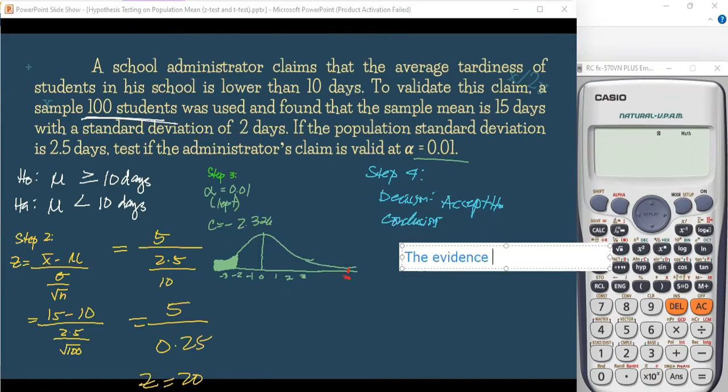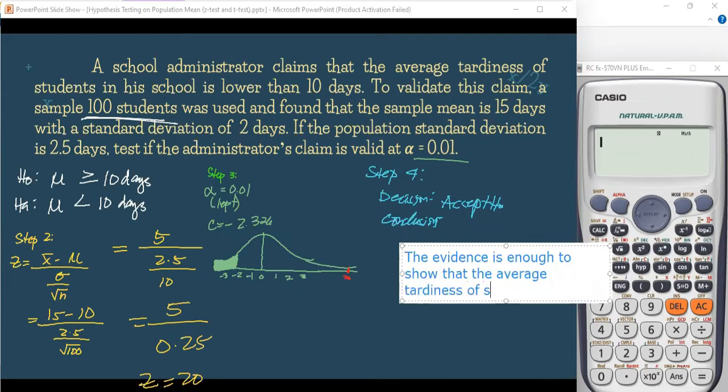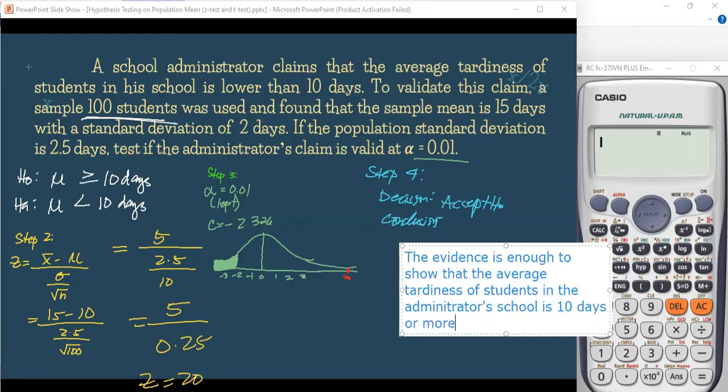The evidence is enough to show that the average tardiness of students in the administrator school is 10 days or more.